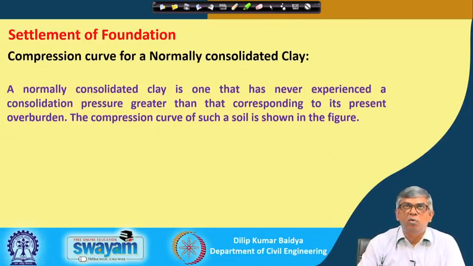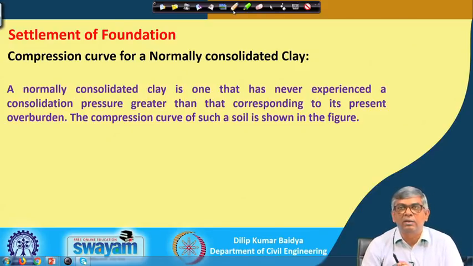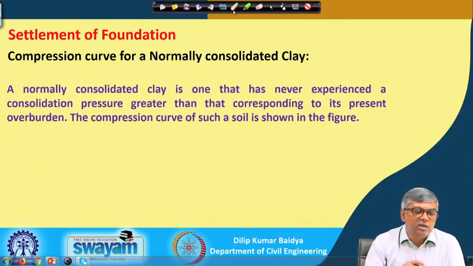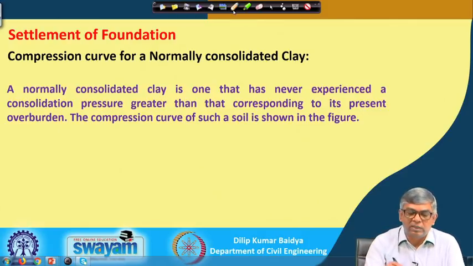And then a normally consolidated clay. When you calculate consolidation in the field, there are two types of consolidation: one is normally consolidated, another is over consolidated. Normally consolidated soil means what? The soil which has not been subjected to a higher pressure than the present overburden pressure. That means if I collect a sample from here, whatever pressure we get, it might not have had greater pressure than that. So, that is called normally consolidated soil.